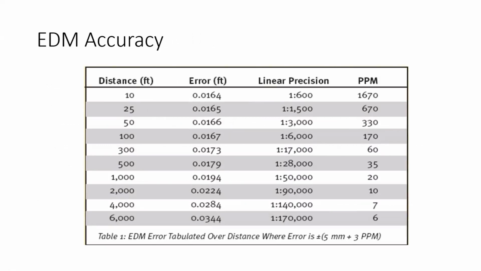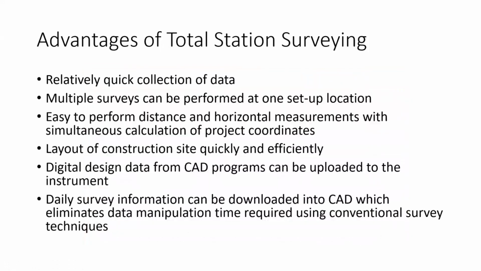So, linear precision. The error will increase as the distance increases. Usually the accuracy will be better if the distance between the instrument and the staff is less.